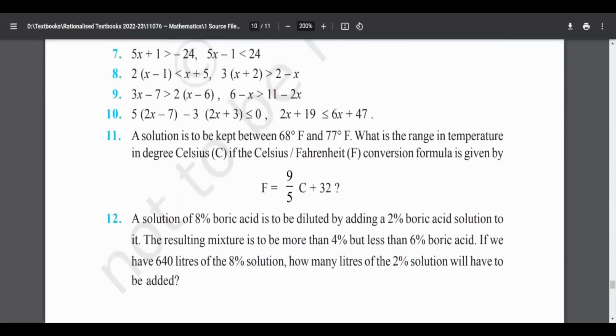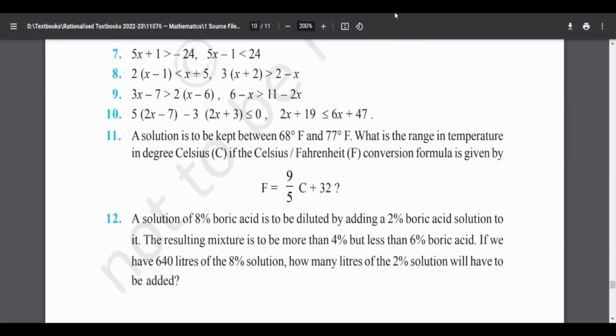So now question number 9, again of the same kind. We will open the bracket, then we will solve both the inequalities to get a range of x. Then we will plot it on the number line. Okay, so let us solve this.